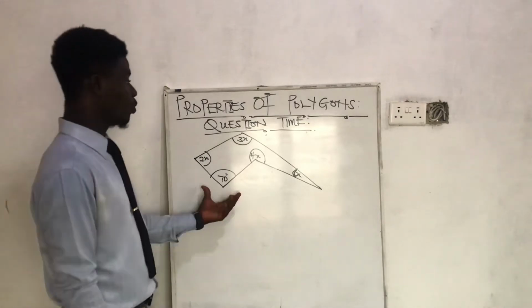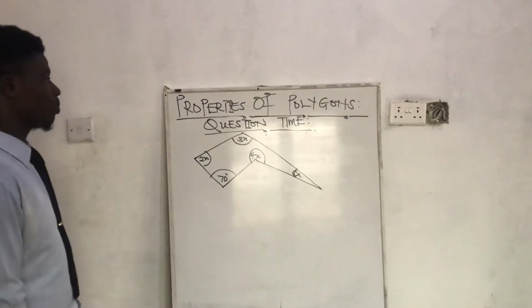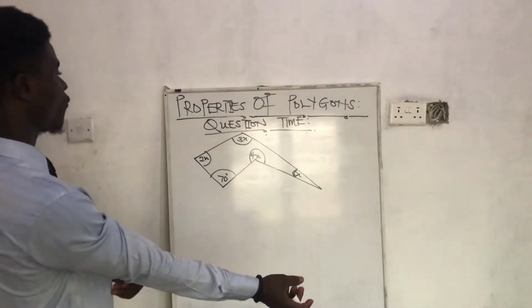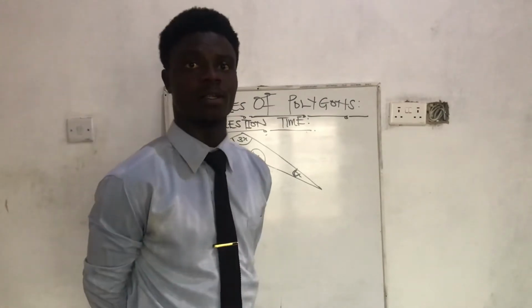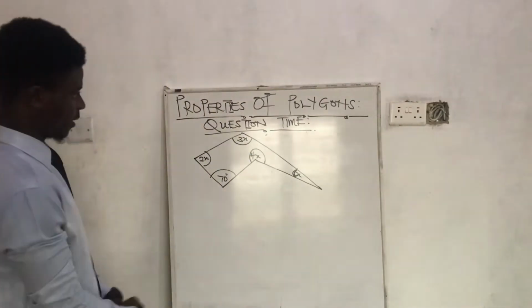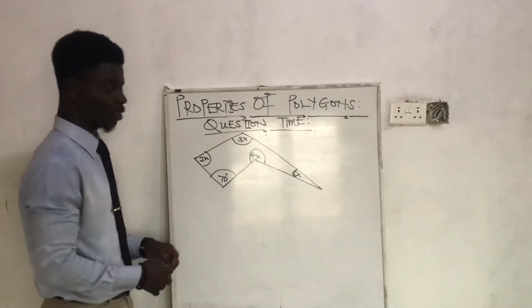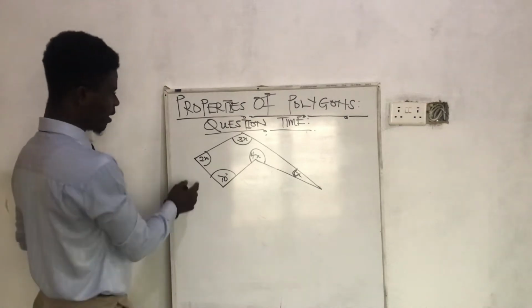Alright, so we also have another irregular polygon or irregular shape on the board. So they have different sides and different interior angles. So let's see how we can solve this. So you first find for what? The sum of interior angles. So let's see how many sides.